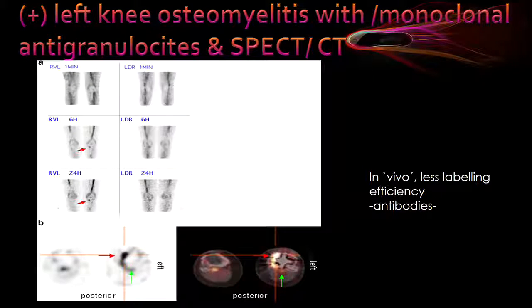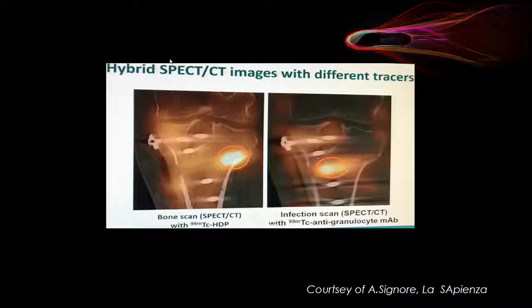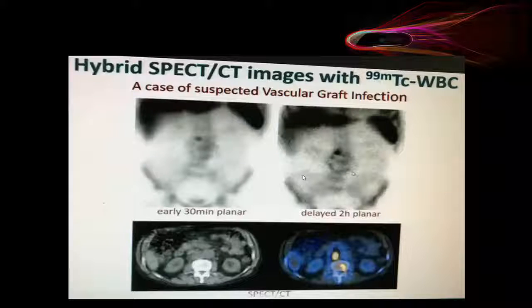Here we have the left knee, which shows activity, and with the SPECT-CT, you can very easily depict that the infection is in the soft tissue and in the bone. Here are hybrid SPECT images that will show you different uptake. One is the bone scan, and also the labeled leukocytes. They are both showing activity, but the distribution is different. Another hybrid image of the spine, and you can see here very well that we have activity not only in the bone, but also in the soft tissue.